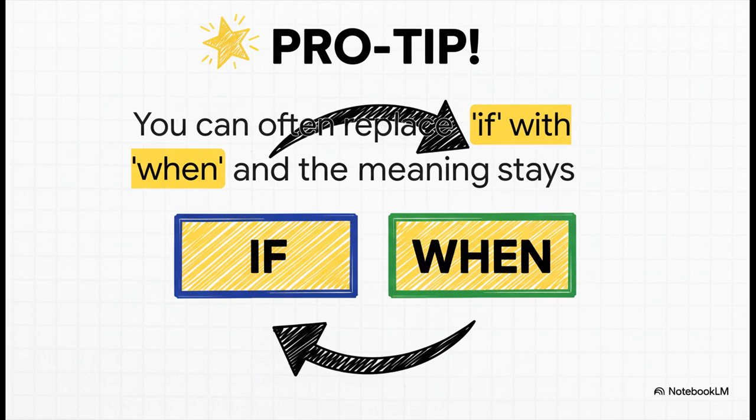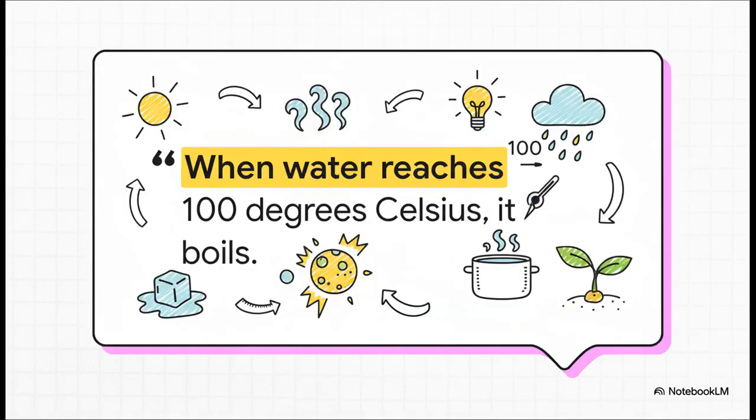Okay, here's a great pro tip that'll make you sound even more natural. In almost every zero conditional sentence, you can swap out the word if for when, and the meaning doesn't change at all. And why is that? Well, because the outcome is certain. It's not a question of if it will happen, but just a matter of when. So, saying if water reaches 100 degrees, it boils, means the exact same thing as when water reaches 100 degrees Celsius, it boils. It's a small change, but it really hammers home that idea of absolute certainty.